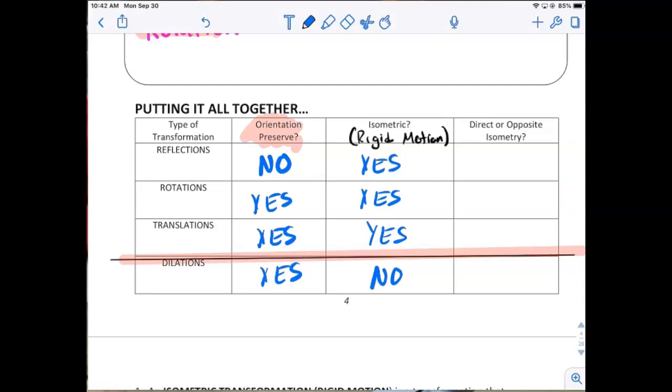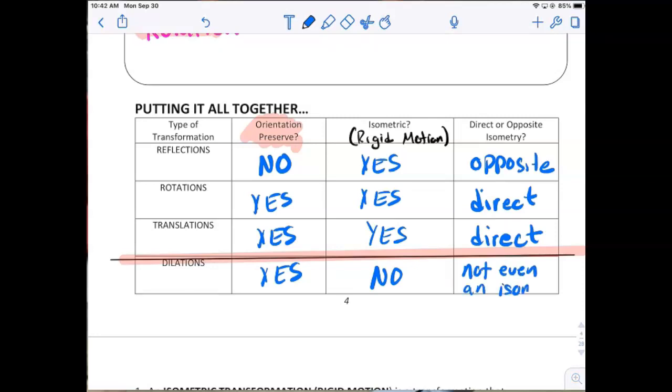Direct or opposite isometry. We just talked about it up here. A reflection is an opposite isometry because it looks backwards. A rotation is just turned, so it's still direct. Orientation's the same. A translation, everything's almost exactly the same. That's direct. And a dilation is not even an isometry. It's not even a rigid motion, so it doesn't even fit this chart at all right there. We'll pick it up from there tomorrow, but make sure you have these notes all ready to go.